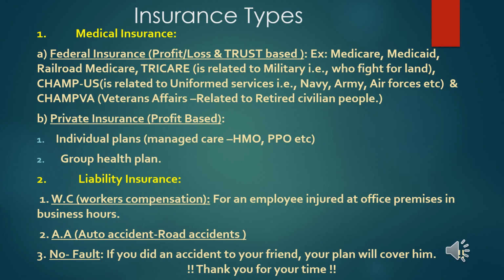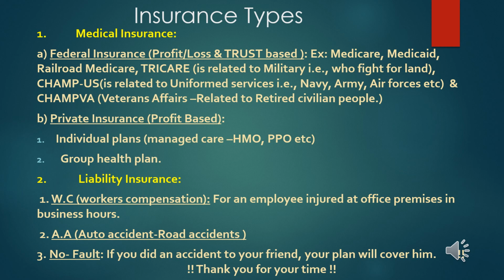In medical insurance, again we have two types of categories. The first one is federal insurance and the next one is private insurance. First we have to discuss federal insurance. Federal insurance is based on government rules. Trust is what matters; profit or loss is a secondary thing.